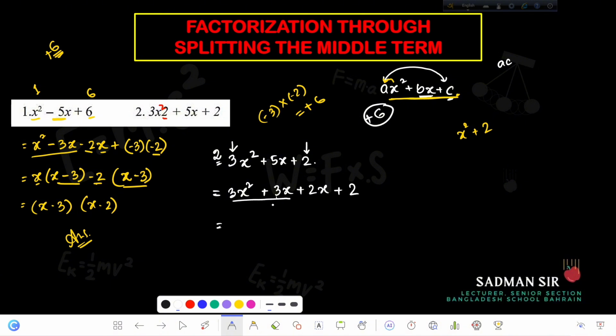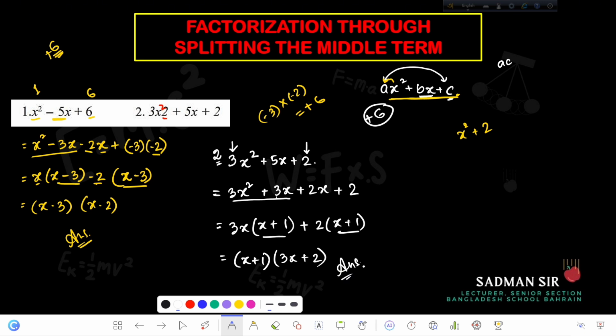From the first two, we can take 3x common, right? So here we'll be left with x, and then I have taken 3x fully common, so it will become 1. Plus now here, it will be 2. If I take 2 common, then it will be x plus 1. So x plus 1 and x plus 1, if I take common, then it will be 3x plus 2. 3x plus 2. So we are done. Again, we have factorized the given expression.